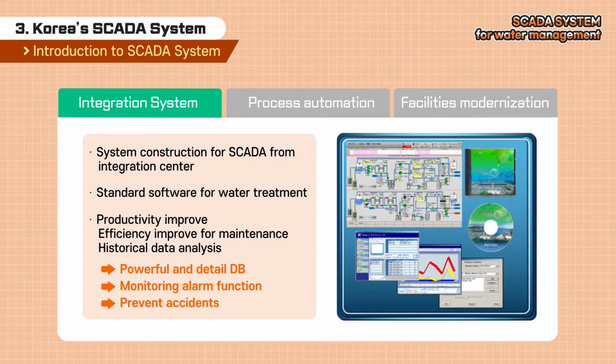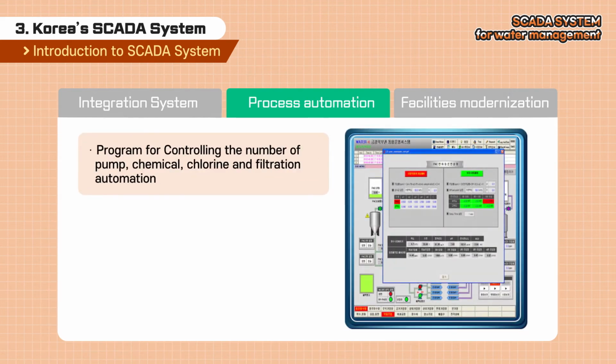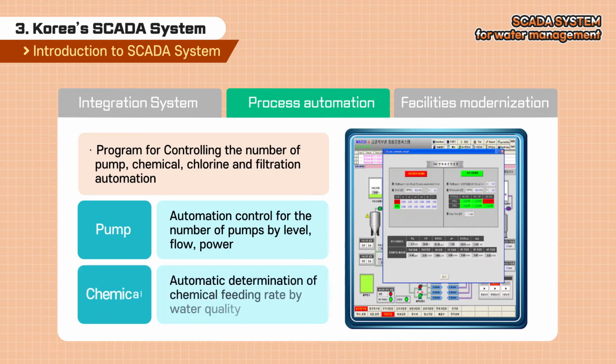and accident prevention. Process automation refers to the process of building a program to automate field facilities. For pumps, it refers to automation control for the number of pumps by level and power, while for chemicals, automatic determination of chemical feeding rate based on water quality analysis.